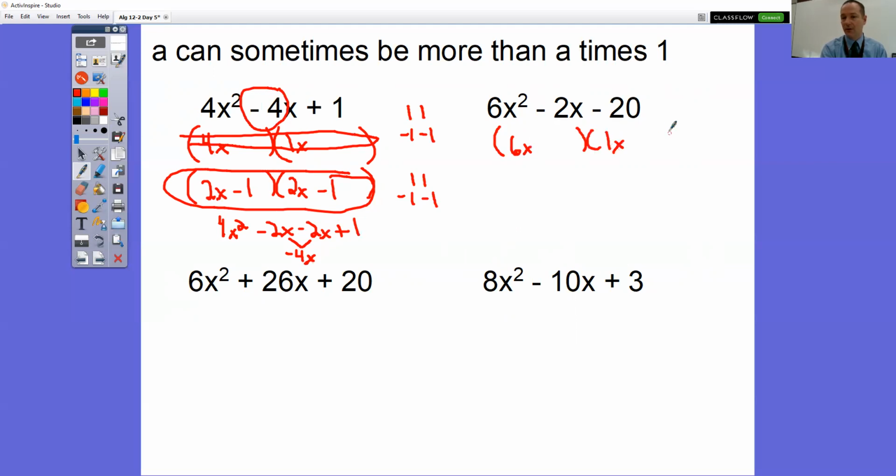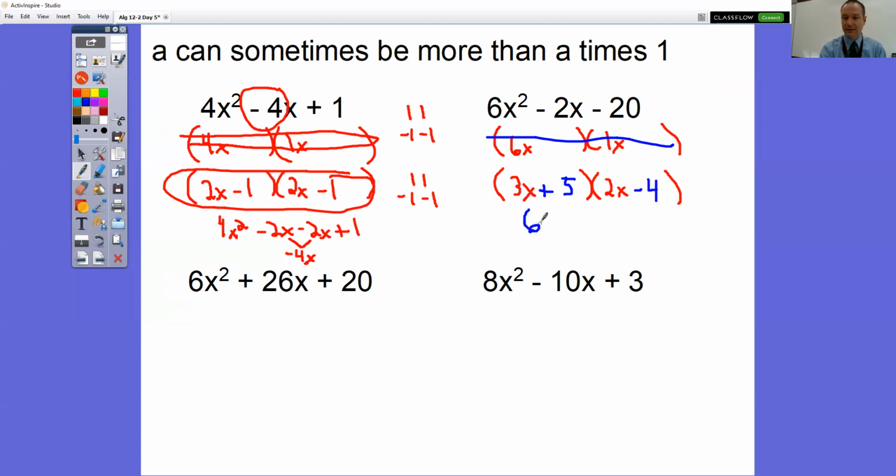You don't know until you try the different combinations. But it might also be a 3 and a 2 or a 2 and a 3. It all depends on how you put things, and there will be lots of different possible combinations. I'm going to tell you the one that works here is not the 6 and the 1. It ends up being the plus 5 and the minus 4. That's the one that ends up working.